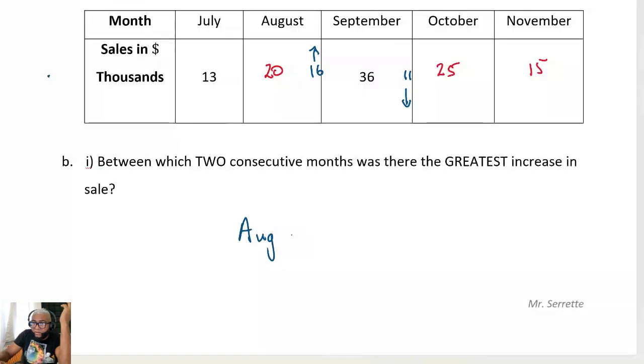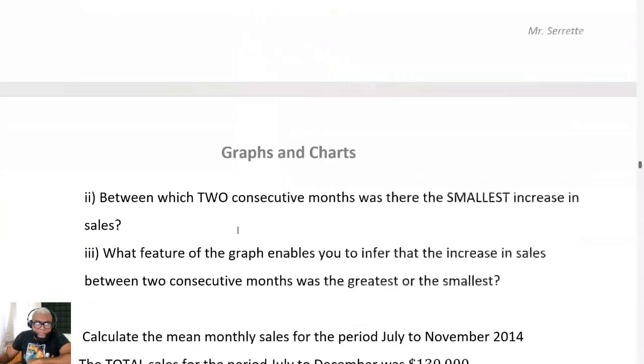Somebody said August to October initially. Guys, you see this word consecutive? Consecutive means one after the next, please, my children. So it's August to September. You can't go from August to October. That is not consecutive, right, Amory? Yes, sir. Right, there you go.